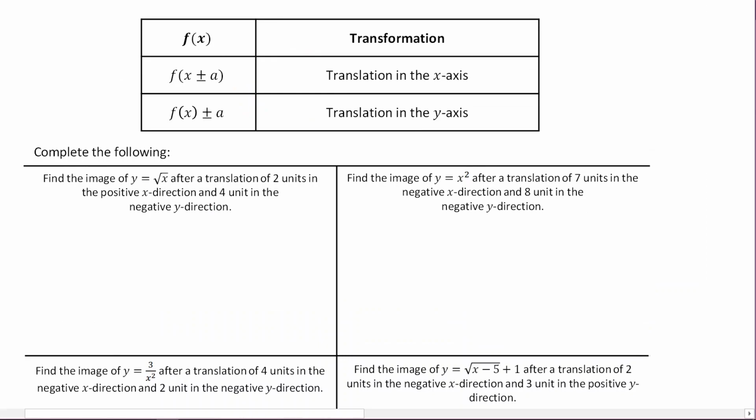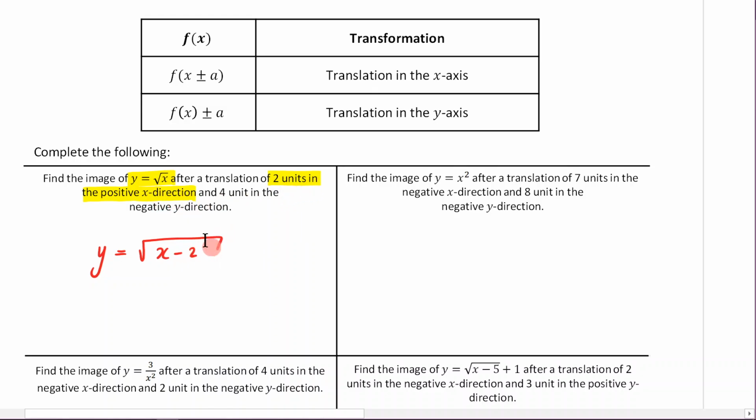So firstly, find the image of y is equal to the square root of x after a translation of 2 units in the positive x direction. Let's just stop there for a moment. So this is describing a translation 2 units in the positive x direction. That means we're going to be substituting into the x spot x plus or minus a certain value. So y is equal to the square root here, and into the x spot, I'm going to be putting in x minus 2, because it's 2 units in the positive x direction, and we know that we have to change the sign.